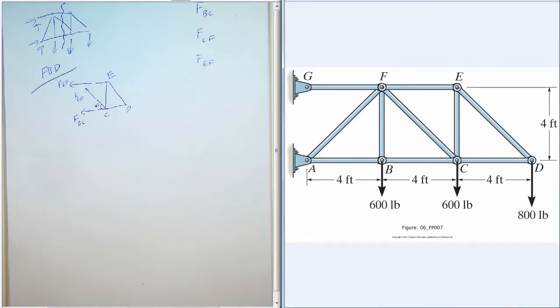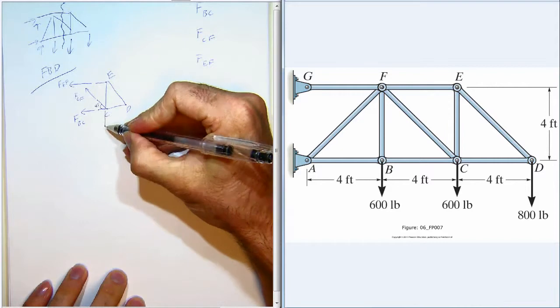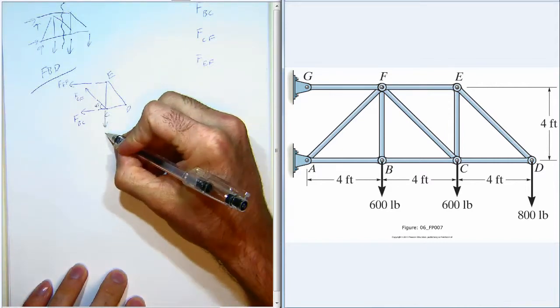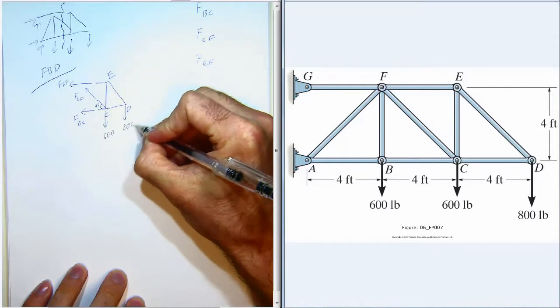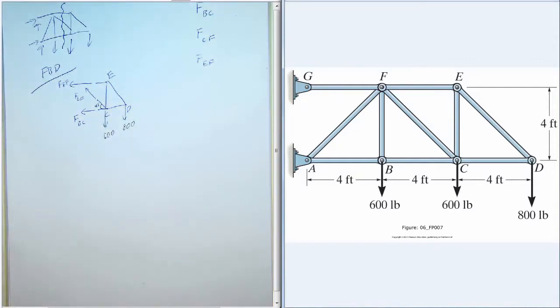And now we can apply the equations of equilibrium. Oh, it's not a completed free body diagram. I neglected the external loading. So there's 600 pounds at joint C and 800 pounds at joint D. Okay, now we have the free body diagram. And we can apply the equations of equilibrium to find the forces in members BC, CF, and EF.